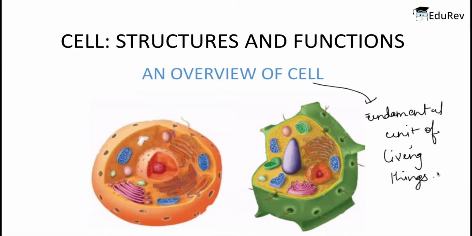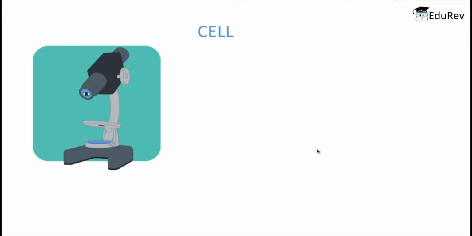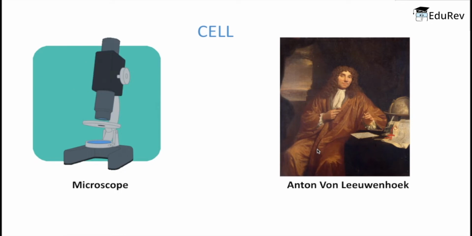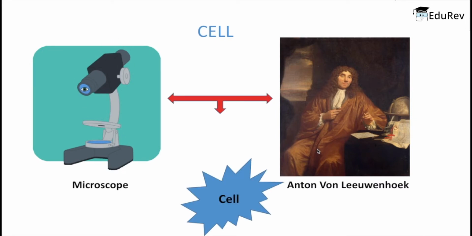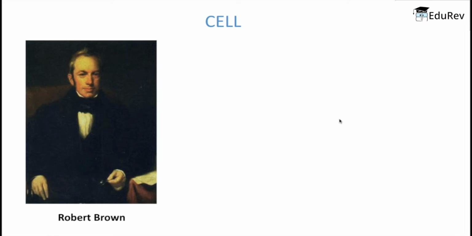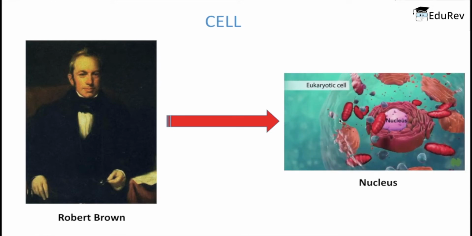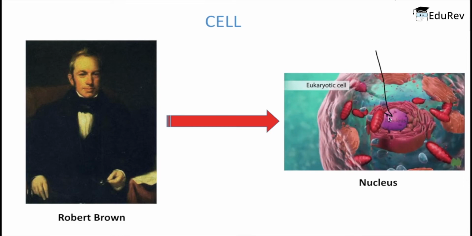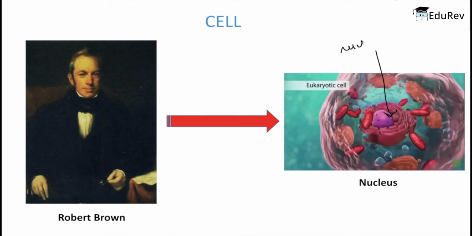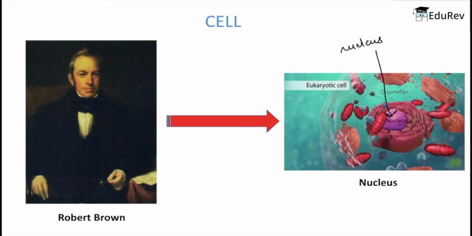in our day-to-day life. Scientists did not have any idea about the cell until the discovery of the microscope. Anton von Leeuwenhoek, the Dutch scientist, was the first person to discover and see the cell which is present inside an organism. Later on, Robert Brown expanded on the study of Anton von Leeuwenhoek and discovered the presence of the nucleus inside the cell. The pink colored structure just in the middle of the cell is known as the nucleus, and it was discovered by Robert Brown.